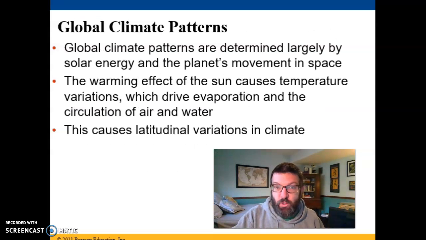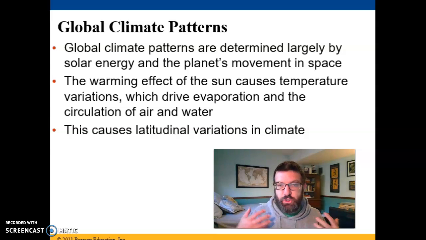Our global climate patterns tend to be driven by our sun and the position of the Earth in the universe and the solar system, because the sun is our source of energy, which means it's our source of warmth, it's our source of evaporation of water, and the sun doesn't shine equally across the whole planet.